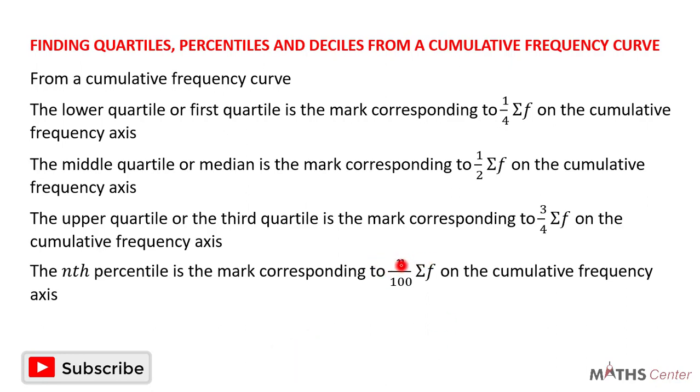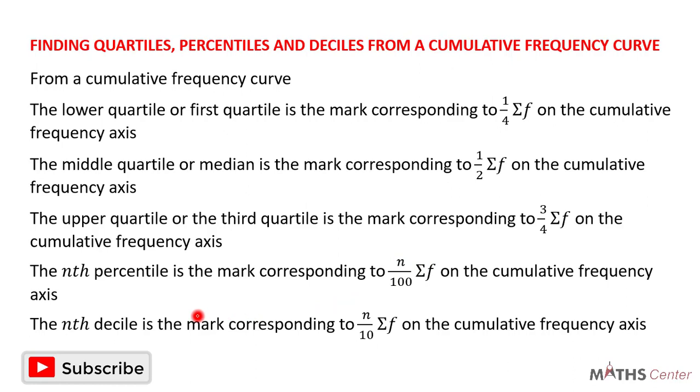In the same way, the nth decile is the mark corresponding to n divided by 10 of sigma f on the cumulative frequency axis. So for example, the 7th decile will be 7 divided by 10 times sigma f. The value that you get, you locate it on the cumulative frequency axis, you trace it to meet the curve, then from the point where it meets the curve, you trace it to meet the horizontal axis to get the 7th decile. So this is how to find the quartiles, percentiles, and deciles from a cumulative frequency curve.